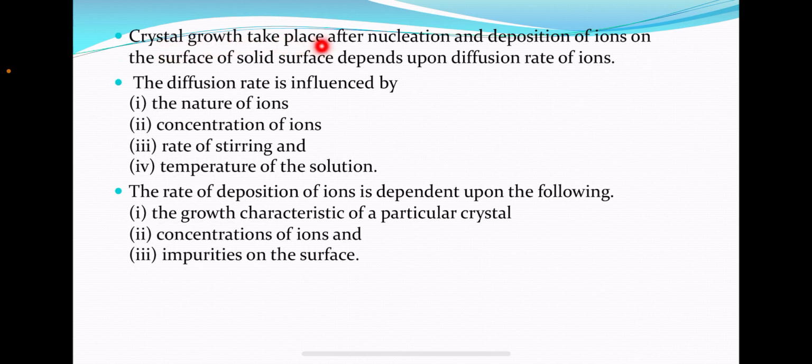Crystal growth takes place after nucleation, and deposition of ions on the surface of the solid depends upon the diffusion rate of the ions. The diffusion rate is influenced by the nature of ions, what sort of ion it is, whether it is a cation or anion. By looking at the nature of the ions, the diffusion rate depends, and also on the concentration of ions and the rate of stirring. This is very important in the precipitation method. While doing the precipitation, the rate of stirring is very important.